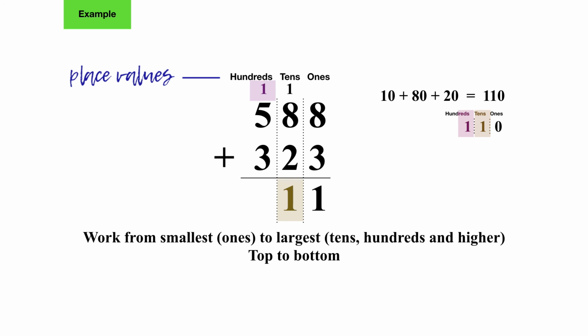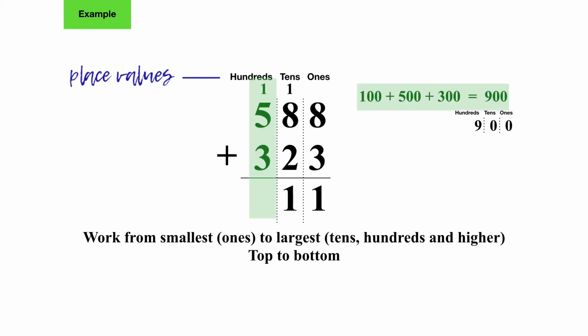Now I'm ready to add up my hundreds. So I'm going to add my hundreds, remembering I have to add that extra 1 to my hundreds. 100 plus 500 plus 300 equals 900. I have 9 hundreds, 0 tens, and 0 ones. So I'm going to write my 9 as my answer under the hundreds. And my answer then is final at 911.